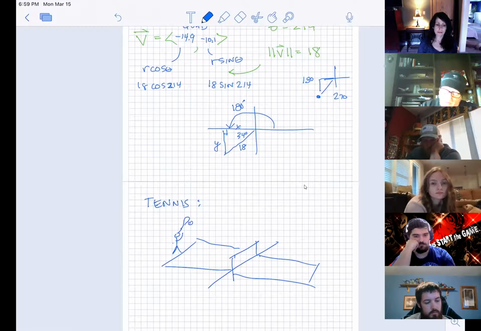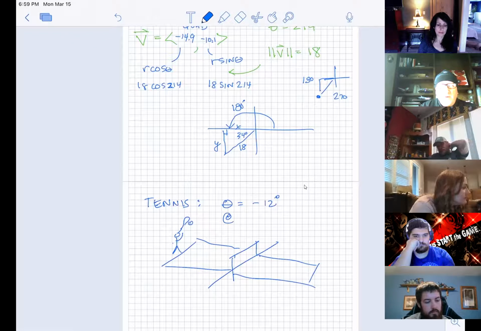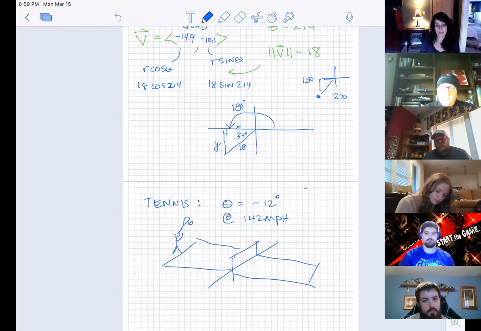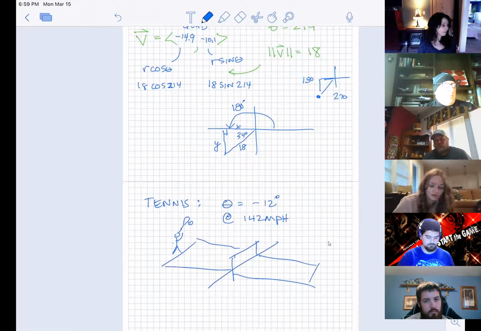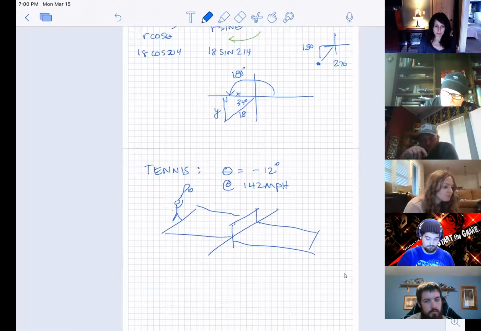And because it's downward, it might have an angle of, well, let's say negative 12 degrees. They're hitting it down. And the fastest serve on record is, I don't know, 140 something, I want to say. I'll say 142 miles per hour. So that's the serve. So what I want to know is, can you break that into its horizontal and vertical components? And I'll tell you something kind of cool about that. This is a neat application. Can you break that into its horizontal and vertical components? So I'll draw an arrow on here and say that's vector S for serve.